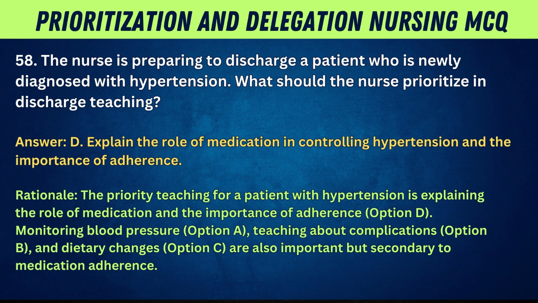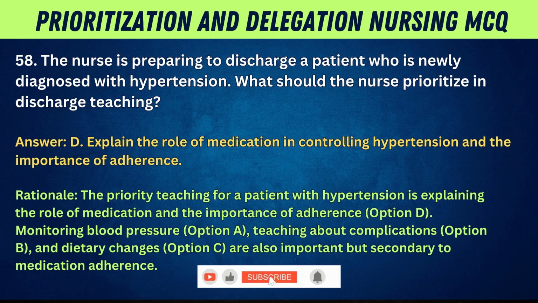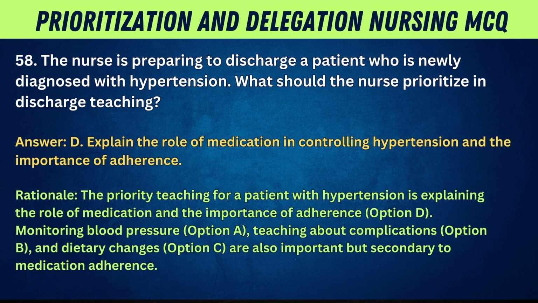Answer. D. Explain the role of medication in controlling hypertension and the importance of adherence. Rationale. The priority teaching for a patient with hypertension is explaining the role of medication and the importance of adherence. Monitoring blood pressure, Option A, teaching about complications, Option B, and dietary changes, Option C, are also important but secondary to medication adherence.